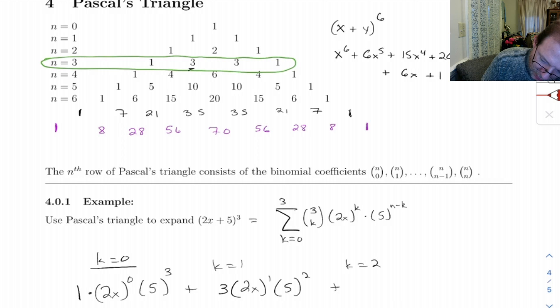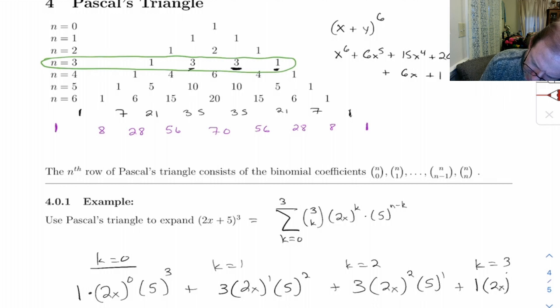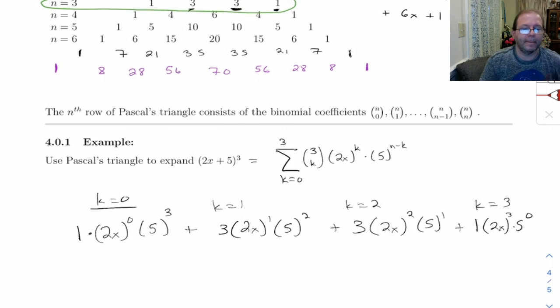When k equals 2, my coefficient is going to be 3 from up here. 2x to the second, 5 to the first. Then my last one, k equals 3, my coefficient's 1. So I get 1 times 2x to the, what's k here? 3. And times 5 to the 0. All right, so it's just a matter of multiplying this stuff out.